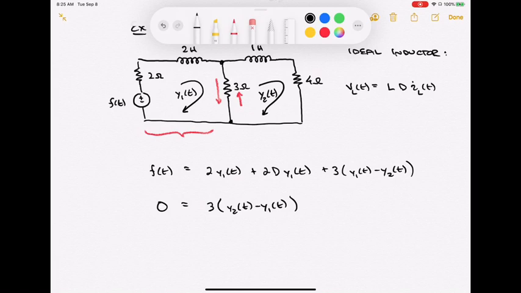Then I'm going to go across that 1 Henry inductor. That's very much like what we had seen before for the other loop, except now it's an inductance of 1, and the derivative is acting not on y1, but on the current of the second loop, which is y2 of t. And then the final drop on this one is going to be that current going across that 4 ohm resistance. So I'm going to have a plus 4 y2 of t.